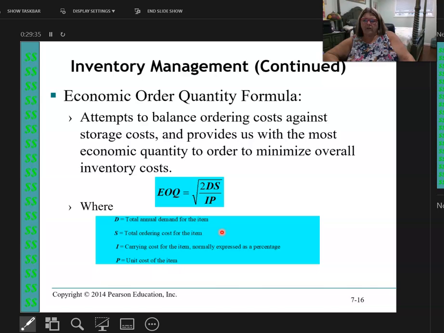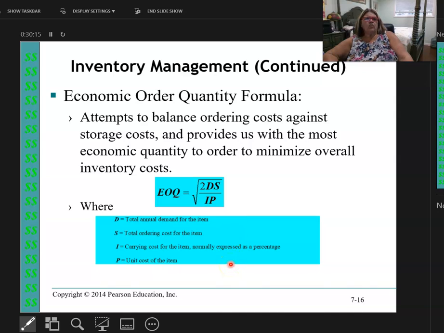S is the ordering cost for the item. How much does it cost? I is the carrying cost. This is usually a percent of my actual inventory because it costs me to keep inventory on my shelf. And P is the actual unit cost of the item. And I told you wrong, ordering costs for the item, sometimes it costs to run purchase orders, it costs to order things. So EOQ equals the square root of 2 times D times S divided by I times P.